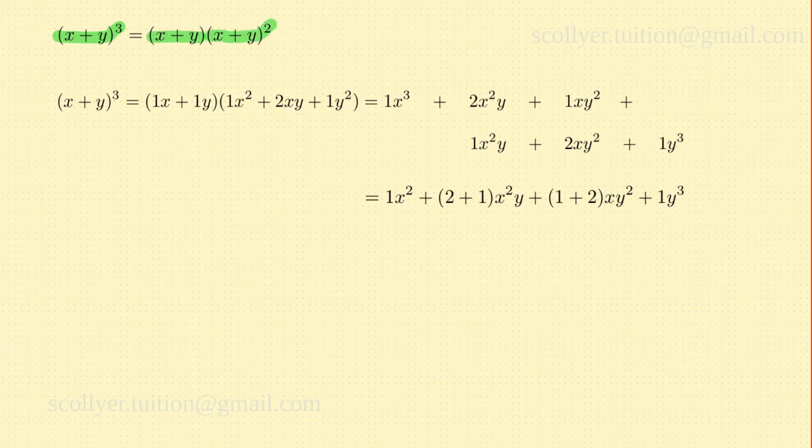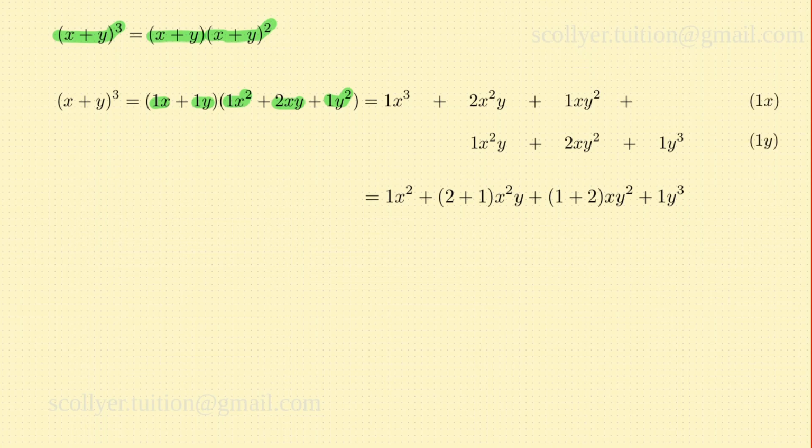Now, I've rewritten this as (1x plus 1y) times (1x squared plus 2xy plus 1y squared), i.e. I've put in the coefficients explicitly even where they don't appear in the original expression, so I've put in the 1s, and I've put them in because we're particularly interested in where the coefficients come from. This will make it easier to see.